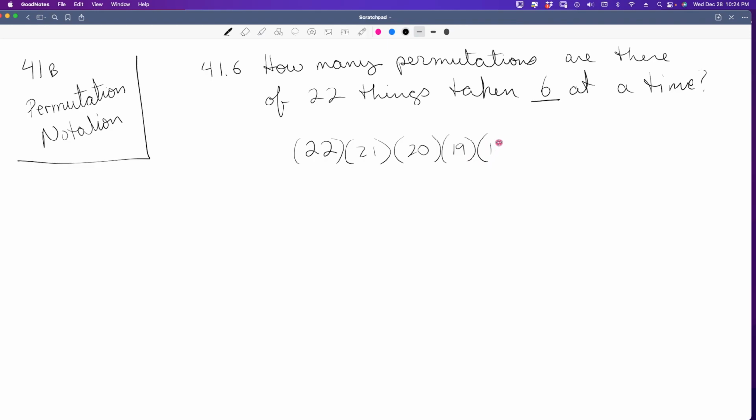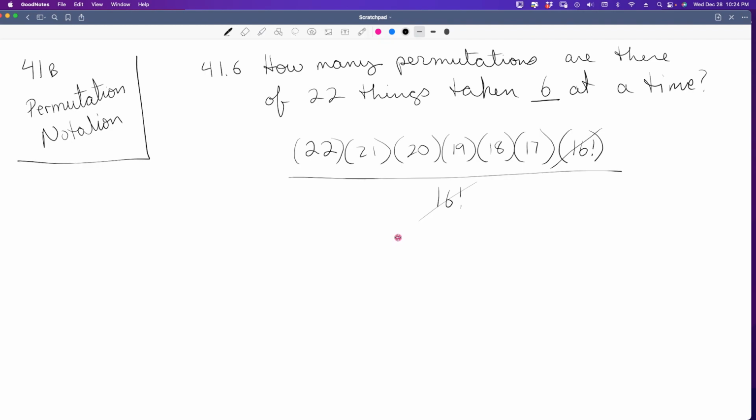19, 18, 17, and then this is all the ones that we really need. So we need to account for the ones that we need to take out of the calculation to stop it. And we remember how to do that. We would say 16 factorial over 16 factorial, and then we would factor them out, right?